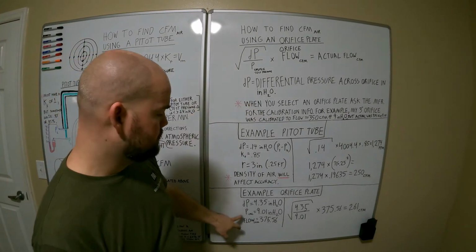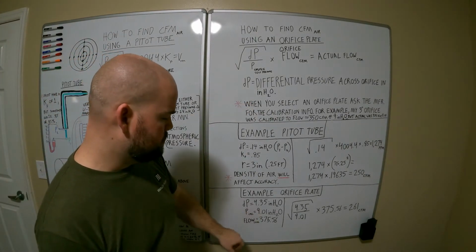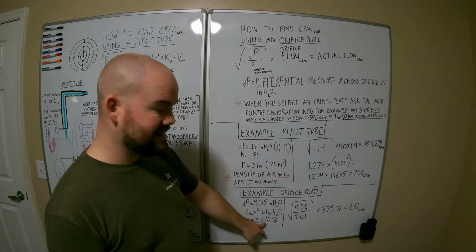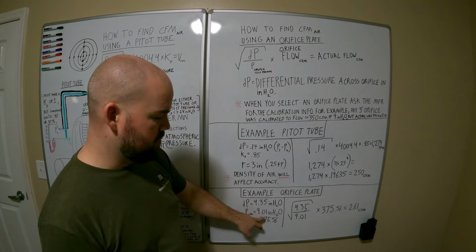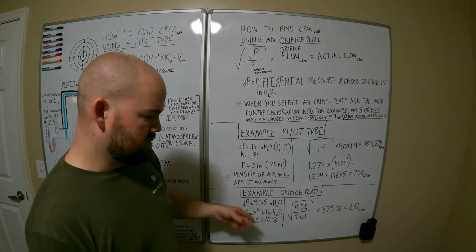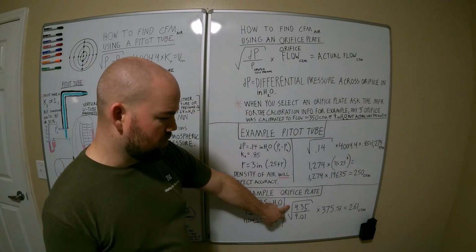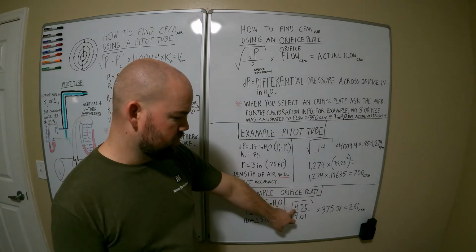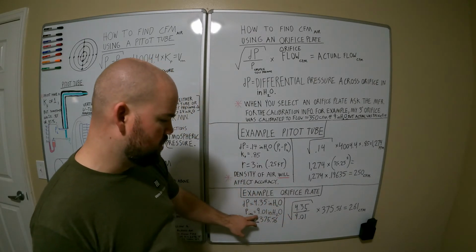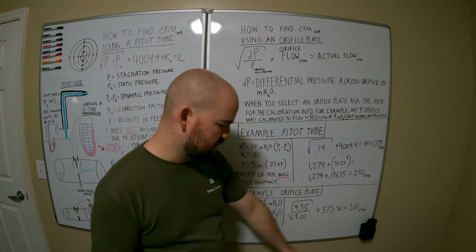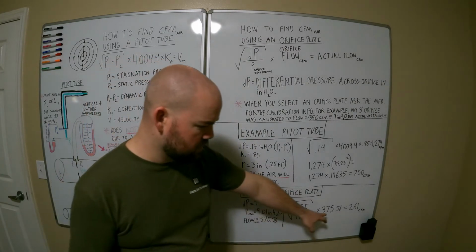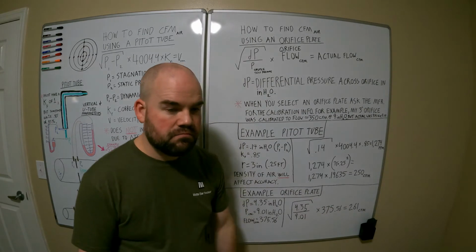Orifice test pressure, okay, your calibrated test pressure, and your flow that's calibrated. This is using the specs from my bench, using my tool. So the square root of the differential pressure across the orifice divided by your calibrated inches of water, multiplied by the 375, which is the calibrated CFM, equals 261 CFM.